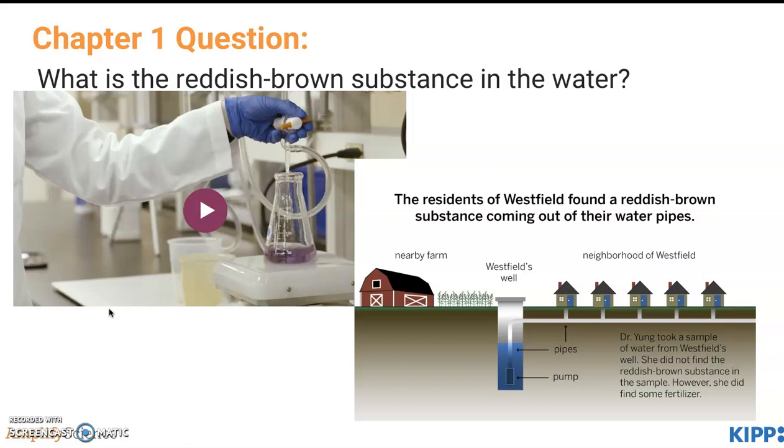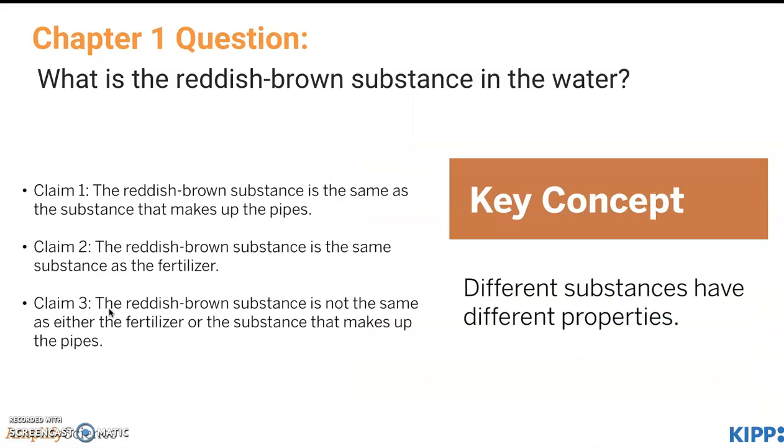As preparation for this task, students watch a brief documentary that introduces them to a practicing chemist who works in water treatment. Students continue to hone their observational skills as they investigate how to tell different substances apart.